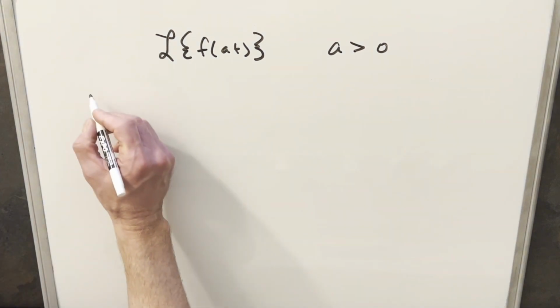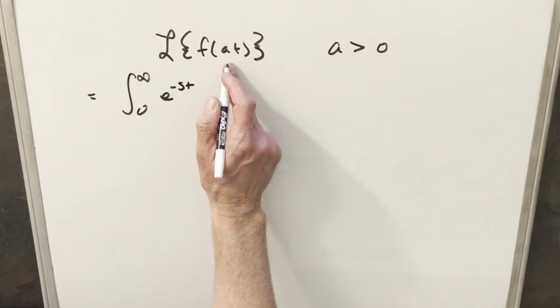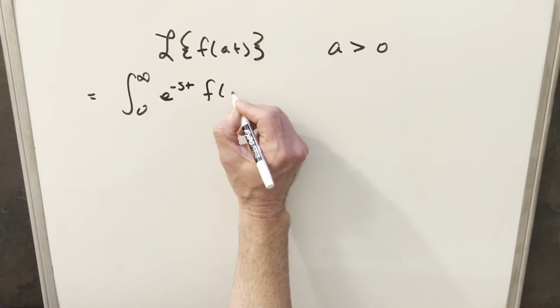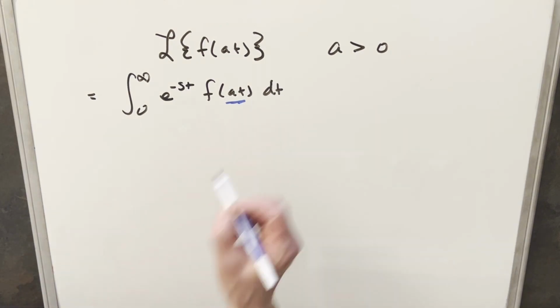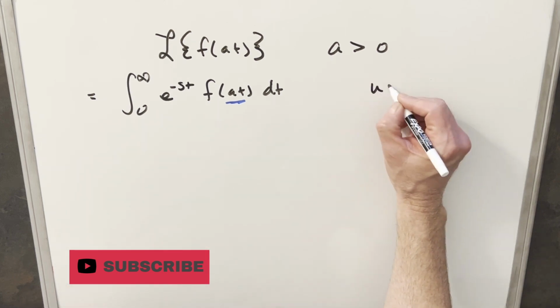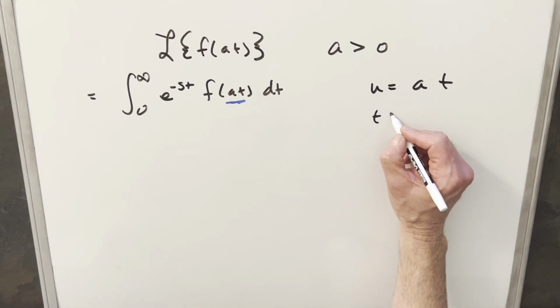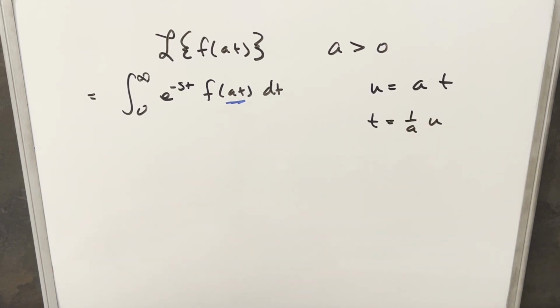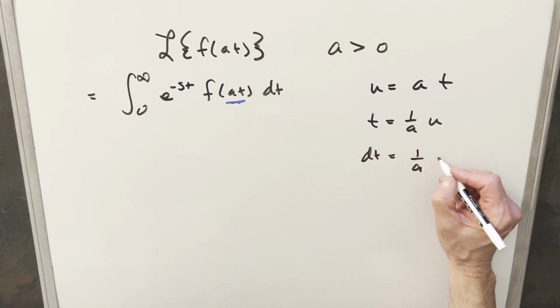To get started with this, I'll just go back to our definition for the Laplace transform. So we'll write this out, and now instead of having f of t, we're going to have f of at dt. But then in order to handle what we have going on here, I can just do a u substitution to simplify this. So let's say we'll call our u equal to at, and let's solve for t, 1 over a times u.